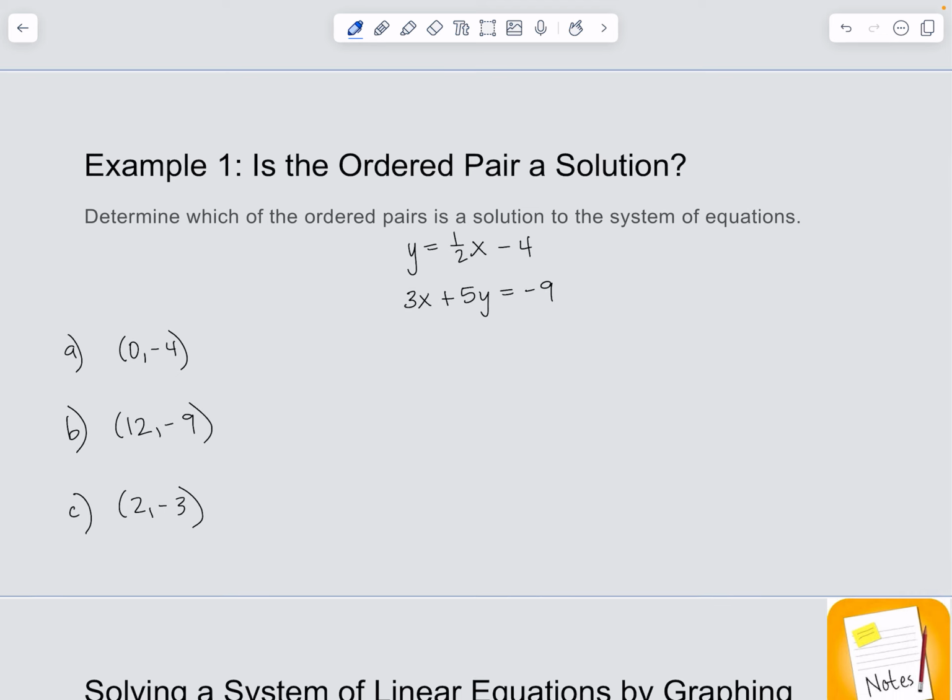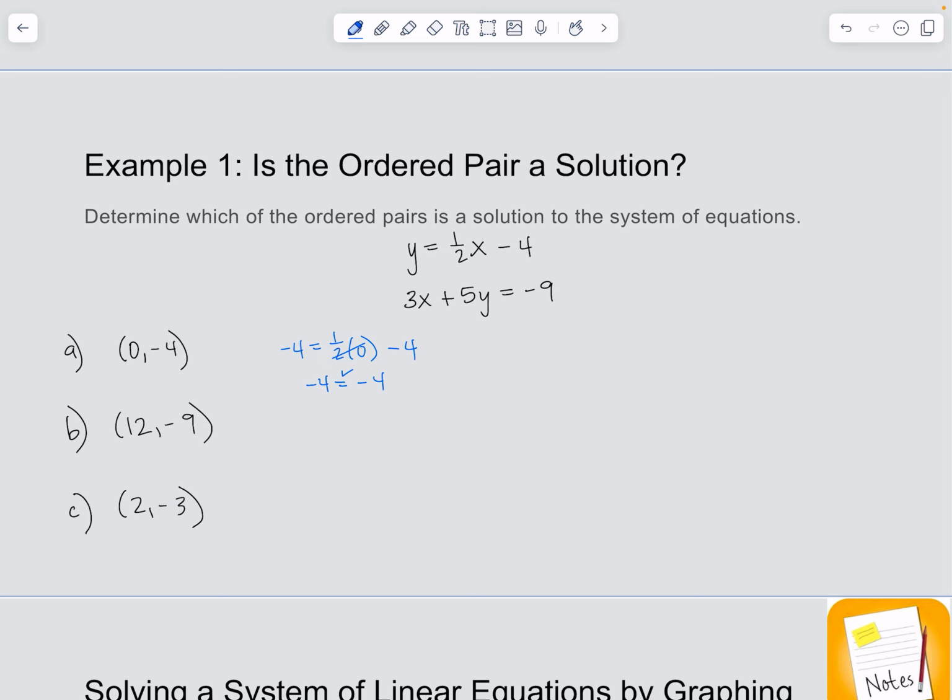Determine which of the ordered pairs is a solution to this system. y equals 1/2 x minus 4, and 3x plus 5y equals -9. Starting with (0, -4). Remember, it's x comma y. So we're plugging it in, and we're seeing, does it make both of them true at the same time? If y is -4 when x is 0, is it true? This becomes -4 equals -4, looks good.